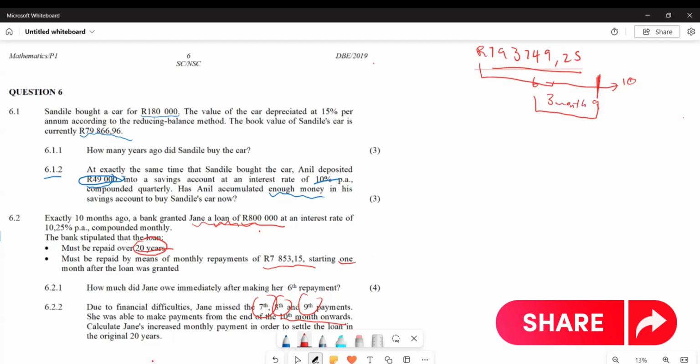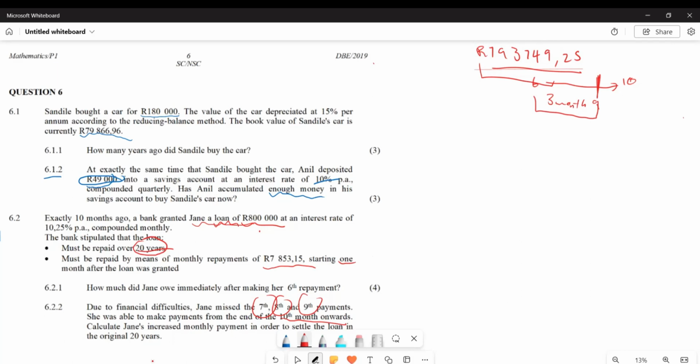So what is it that you are going to do? Firstly, we are going to calculate how much interest this loan would have earned after 3 months. We are going to calculate the compounding interest that this loan would have earned after 3 months.